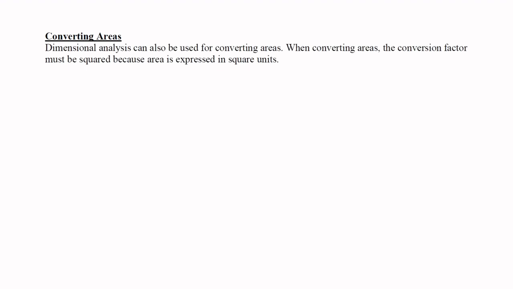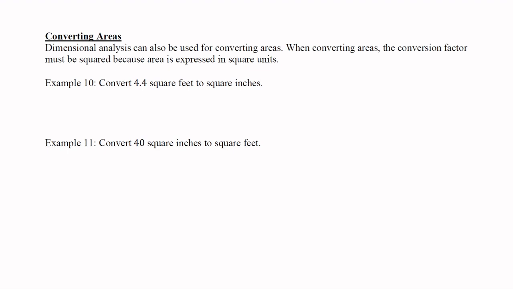The last thing I want to cover in this section is converting areas, because they take a little bit of a special thing to do as well. So let's start off by talking about conversion factors for area. When converting areas, the conversion factor must be squared because the area is expressed in square units, okay? Think about the size of a room, say, 8 square feet. That's the area of the floor space. Or that might be a little bit small, but you get the idea, okay?